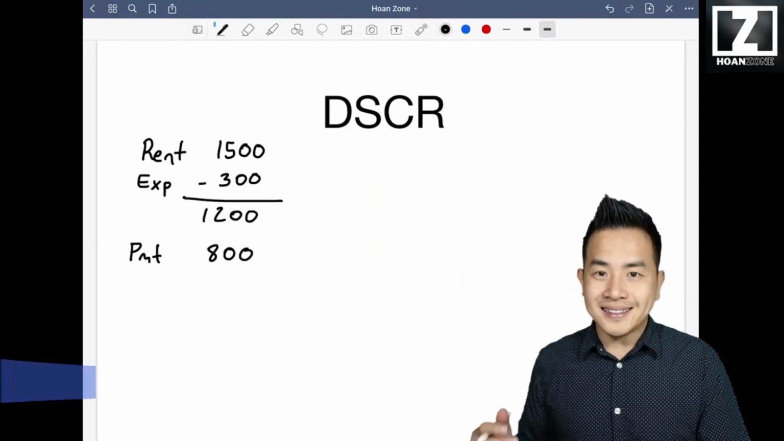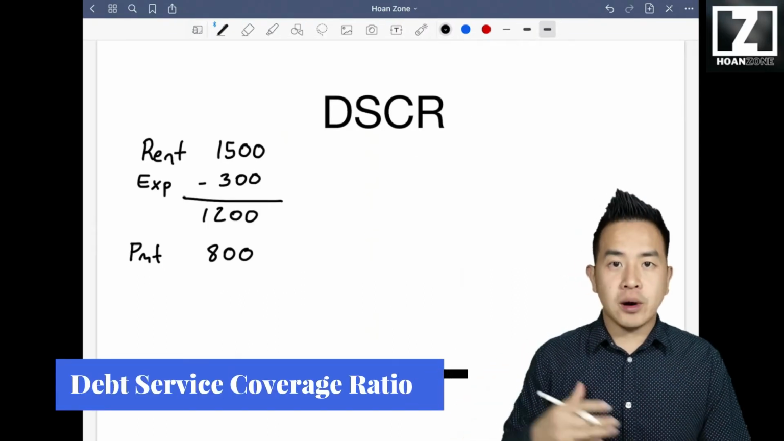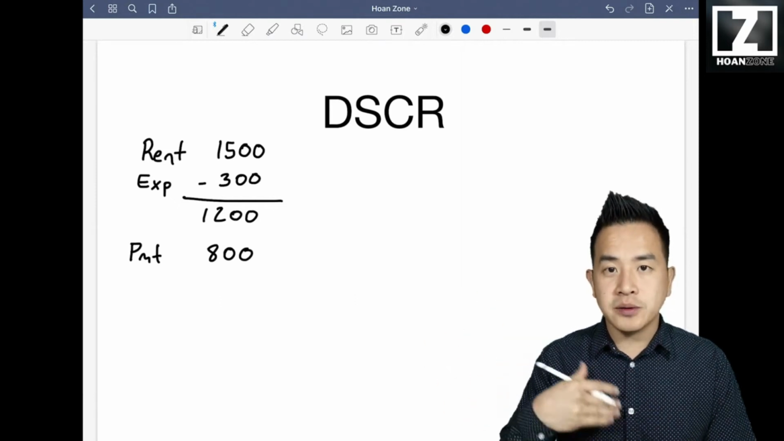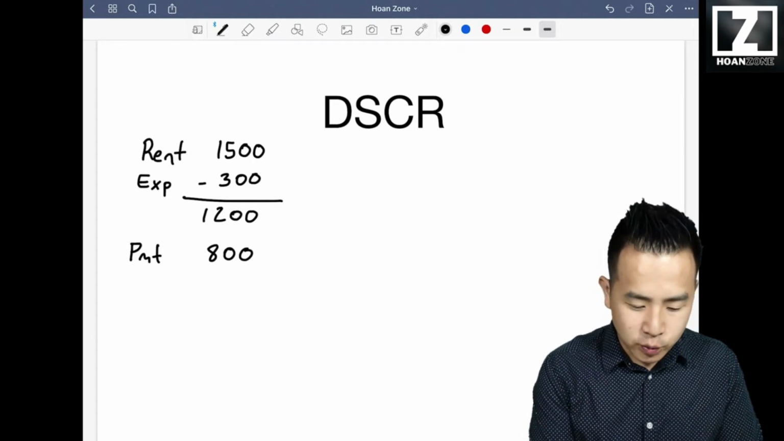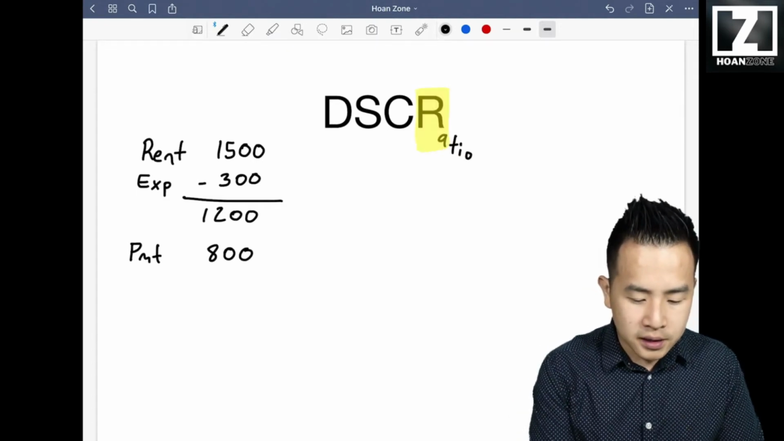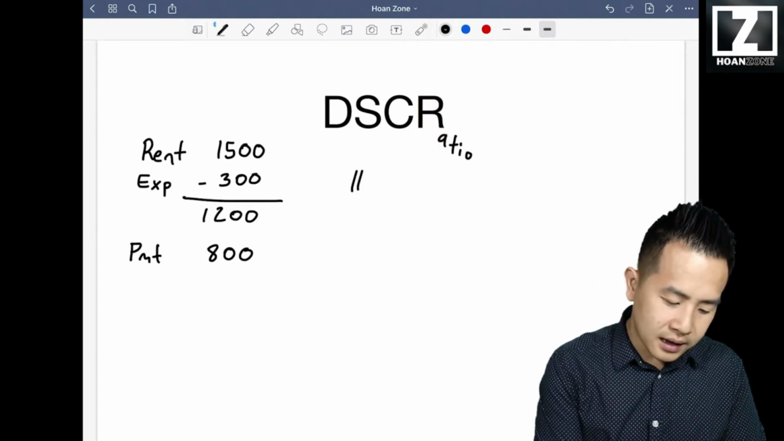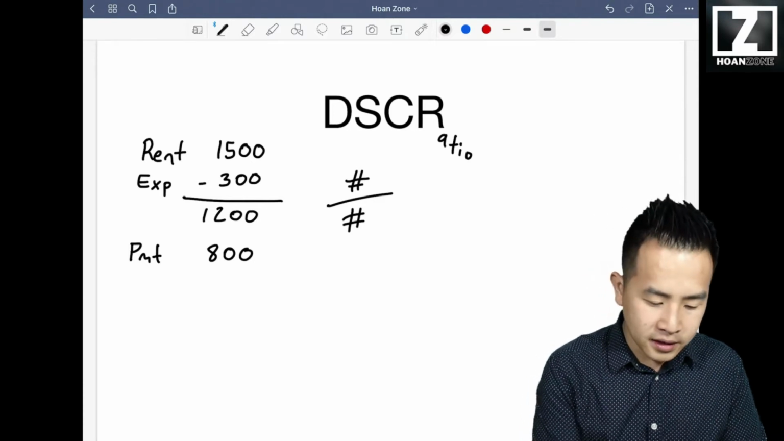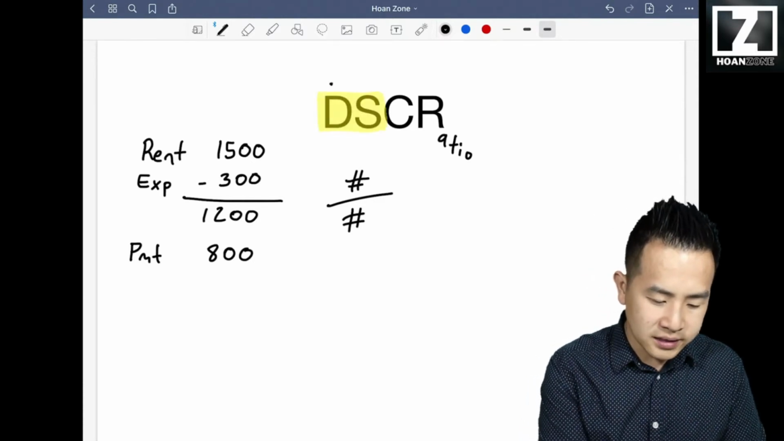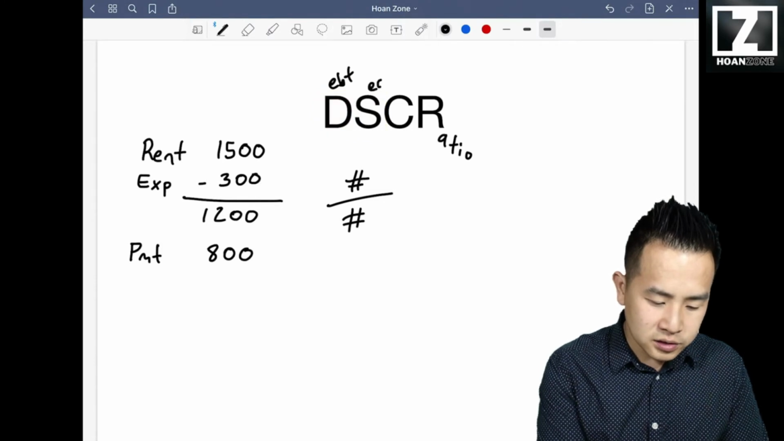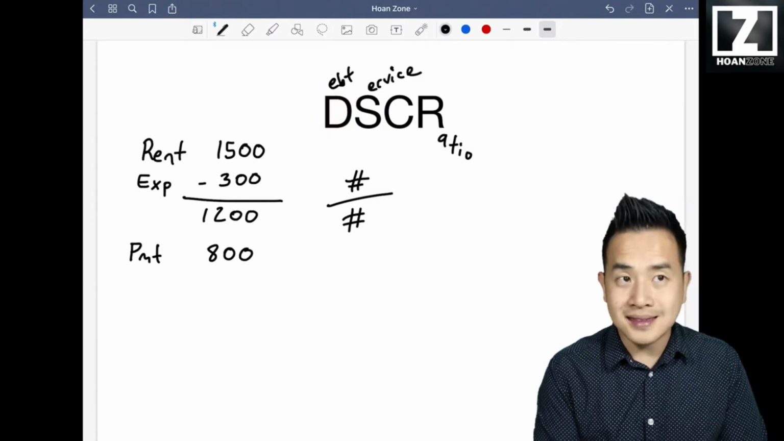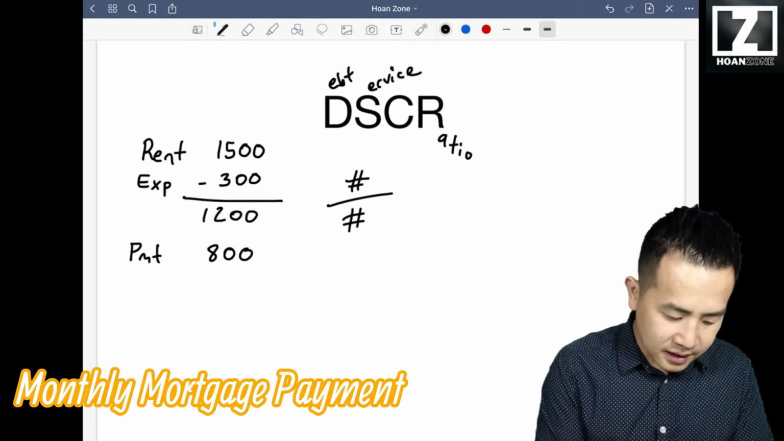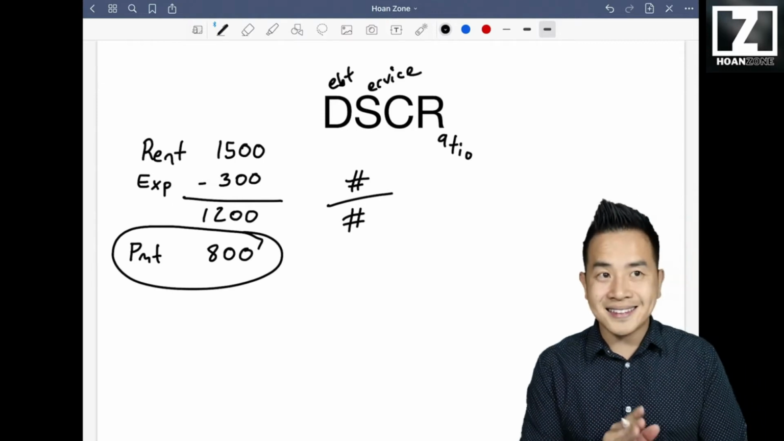The next part is the debt service coverage ratio. I've brought a couple of the numbers back from the first slide, but I want to break down the words before we get started in this process. The first word is ratio. Typically, a ratio is anything where it's a number divided by a number. That's what ratios typically look like. And then the other word is DS, which stands for debt service. The debt service is just a fancy way to say your monthly mortgage payment. In this case, we have $800 a month as the debt service.